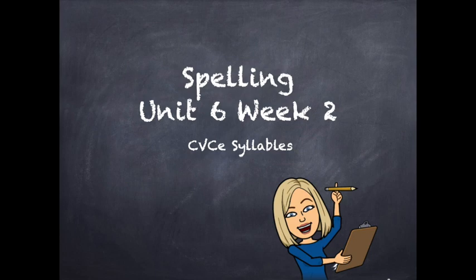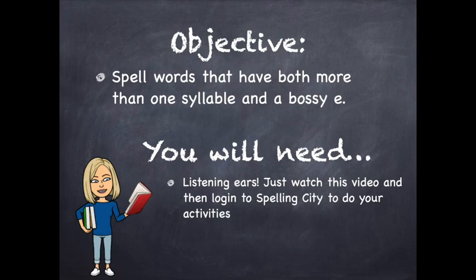So we are in Unit 6 of Week 2, and it's our second week working on words with multiple syllables. This week we're going to work on words that have the CVCe pattern with multiple syllables. Our objective for this quick lesson is to spell words that have both more than one syllable and a bossy E. You don't need anything, you just need your listening ears. You're going to watch this video and then you'll go ahead and get started on Spelling City to do your activities as usual.